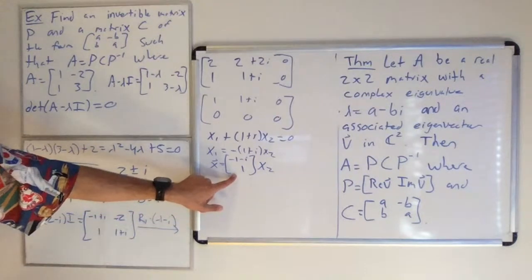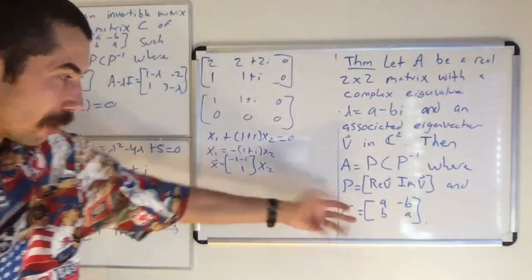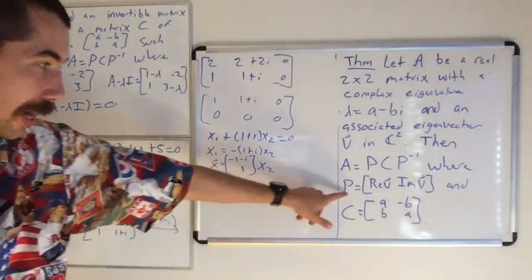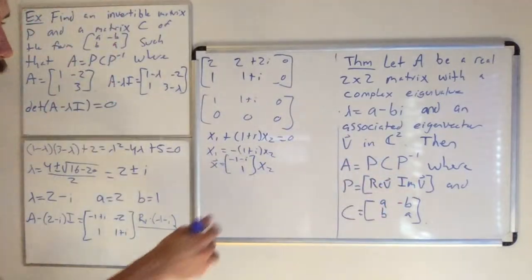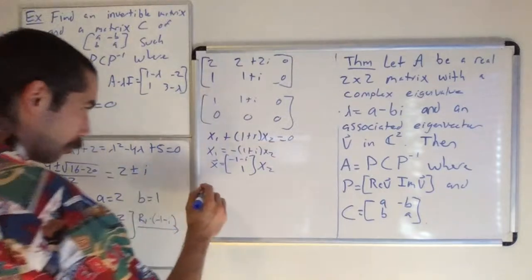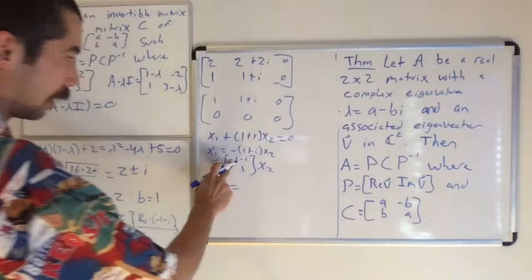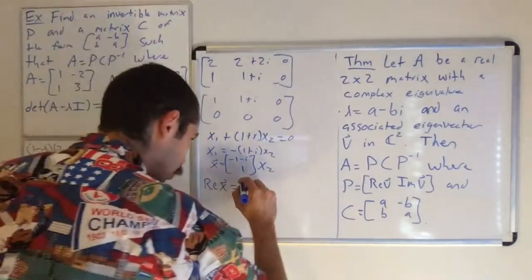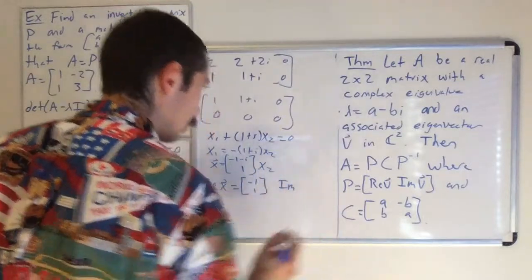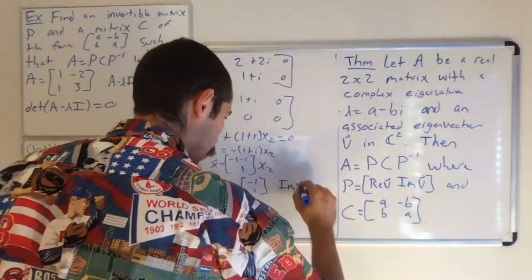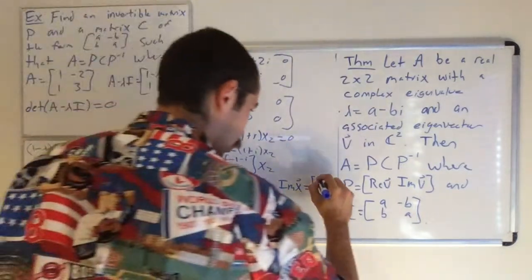Which works out to this. And now our theorem says in order to get C, we've already done all the work. We know what A and B are. In order to get P, we need the real part of our solution and the imaginary part of our eigenvector. So the real component is -1, 1. And the imaginary component is -1, 0.